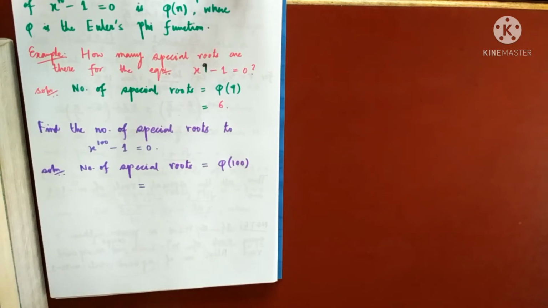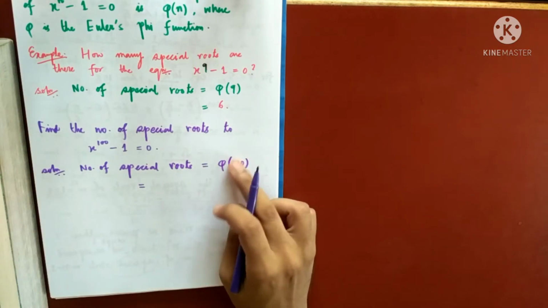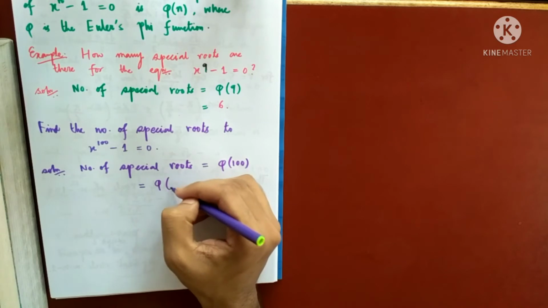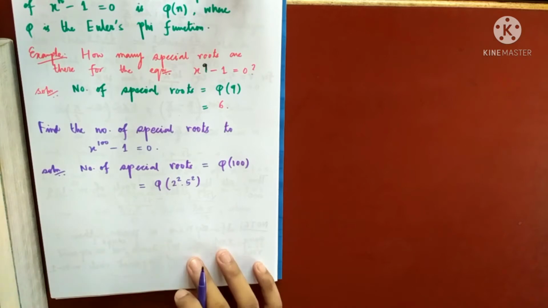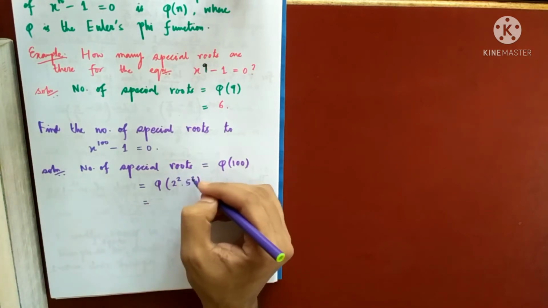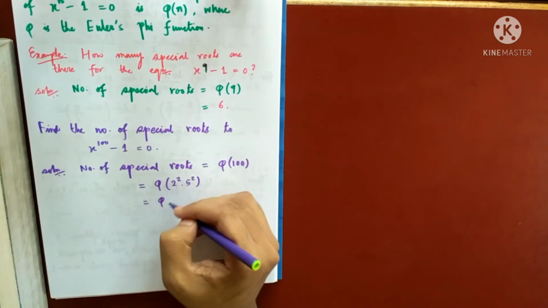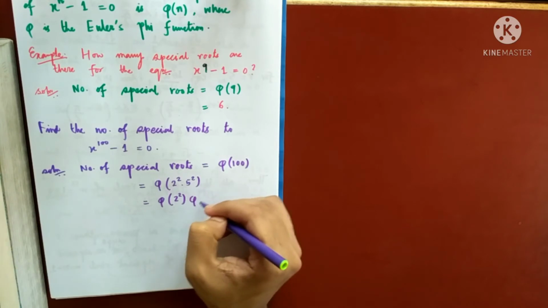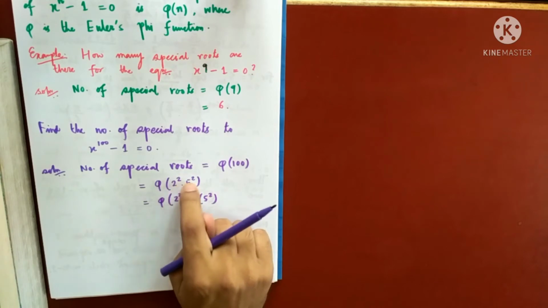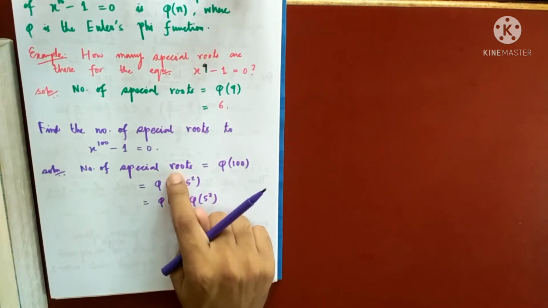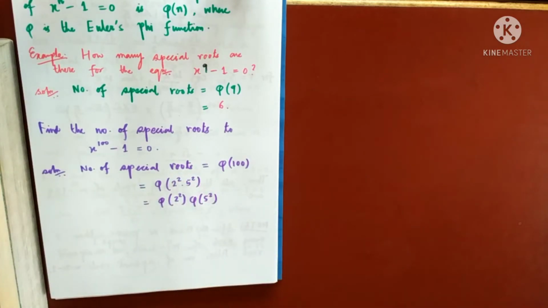Phi function is multiplicative. That means I'll tell you. Now you do the prime factorization of 100. What is the prime factorization of 100? 2 square into 5 square, right? Now these two numbers are relatively prime to each other, because this is 4, this is 25. Phi function is multiplicative. So whenever these two numbers are relatively prime to each other, and definitely they are distinct powers of prime, they will always distribute like this, because phi function is multiplicative.